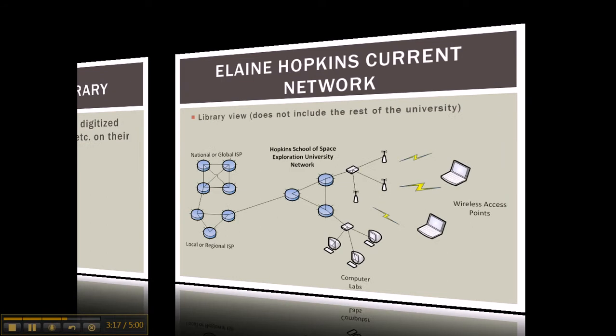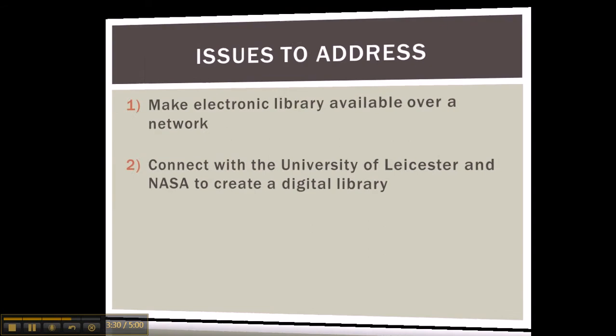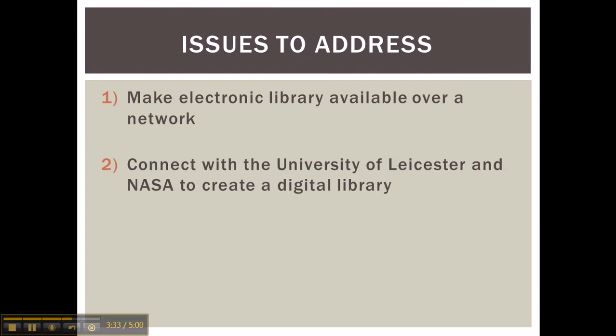Basically, their network looks like this. They're connected to their ISP through the university, and they have wireless access points in their computer labs. What they need to do is make their electronic library available over a network, and they need to connect with the institutions that they want to create the digital library with.